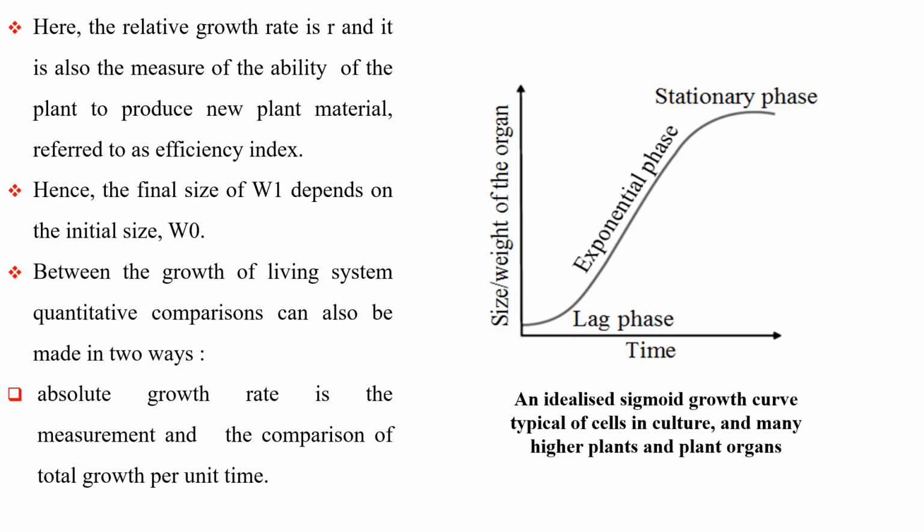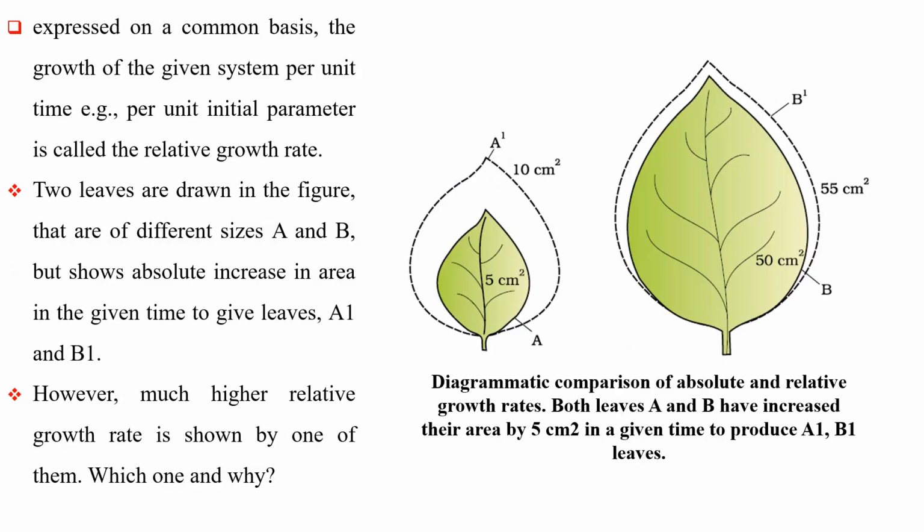Between the growth of living systems, quantitative comparisons can also be made in two ways. Absolute growth rate is the measurement and the comparison of total growth per unit time. Expressed on a common basis, the growth of the given system per unit time, for example per unit initial parameter, is called the relative growth rate.